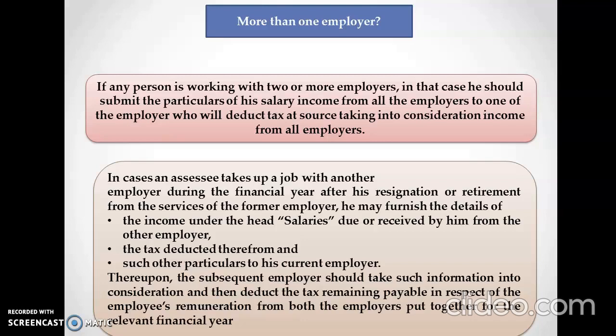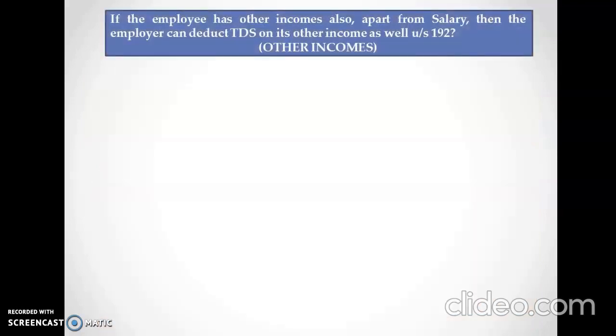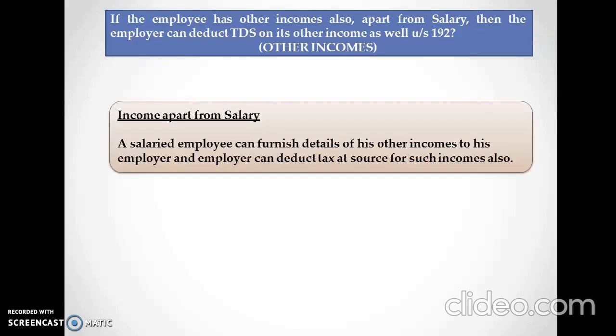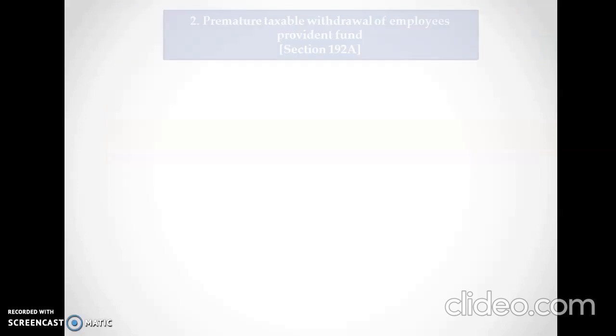So you need to give all this information to your current employer so that he can make the estimate of your tax, deduct TDS and deposit it with the government. Now, if the employee has other incomes other than salary, can your employer deduct TDS on those as well? Yes, you can furnish all the details of your incomes other than salary, and your employer can deduct TDS on such incomes also.